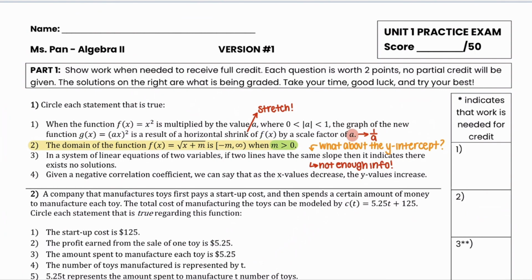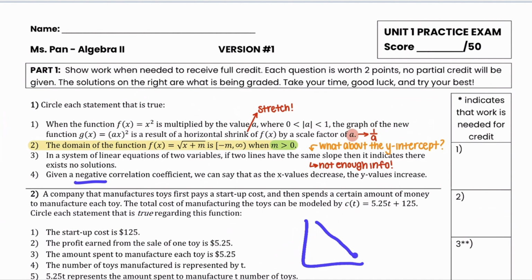Let's look at number 4. We have: given a negative correlation coefficient, we can say that as the x values increase, the y values decrease. So we just have to remember that a negative correlation coefficient just tells us the direction of the line of best fit, or in other words, it has a negative slope. So I'm just going to draw a random line as such. Now over here, unlike what we're usually used to, which is talking about as the x values increase, well, it doesn't matter.